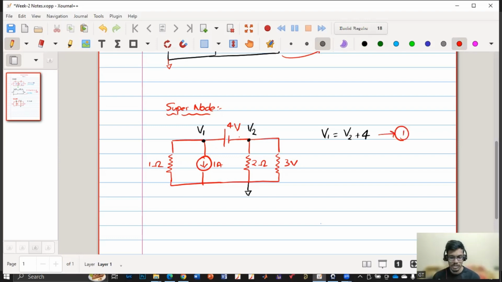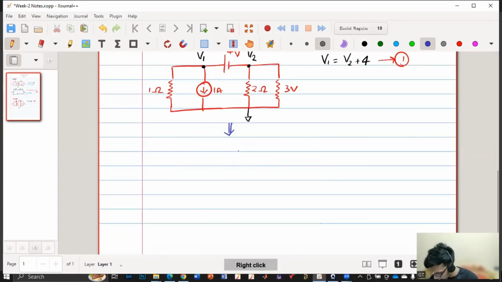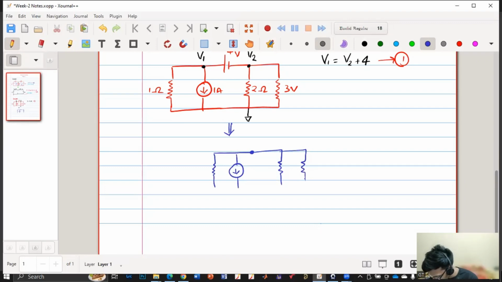The other equation I need to get can be obtained by considering these two nodes as a single node and redrawing the circuit. What I mean to say is, say this is that single node that we have here, and there are four such branches coming out of it. And this is ground. So this is 1 ohm, this is 1 ampere, this is 2 ohm, this is 3 ohm. Sorry, I have written volts over there. This is 3.